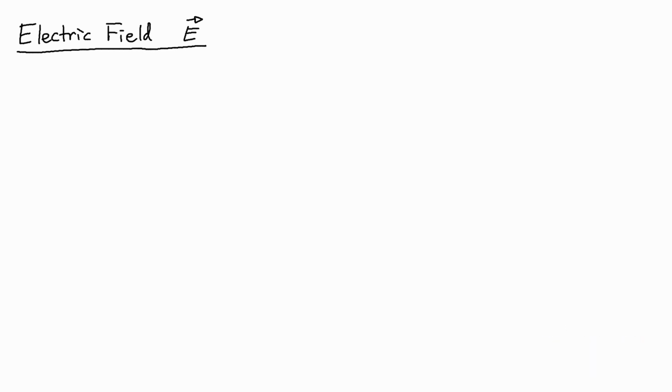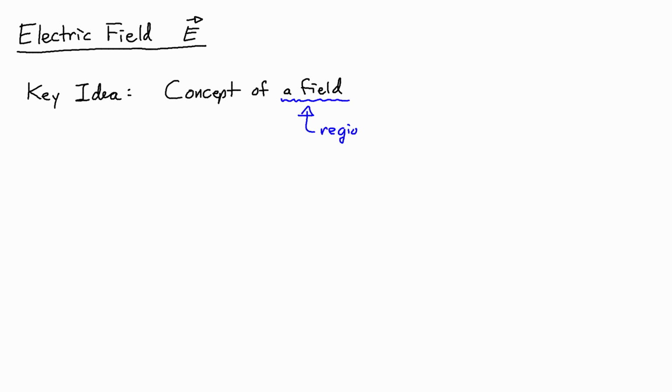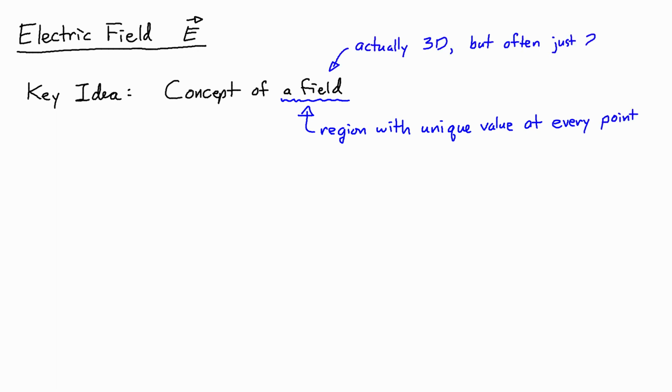All right, let's dive into Chapter 2, which is all about the electric field. The trickiest thing with this is just the basic idea of a field, or the concept of a field. And a field is really just a region that has a unique value at every point. And really it would be a 3D thing, but often in problems, most of the time actually, we would just look at 2 dimensions at a time.